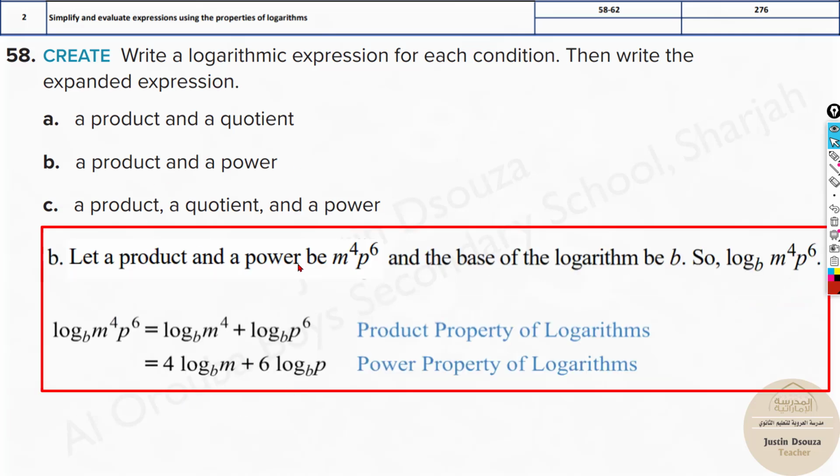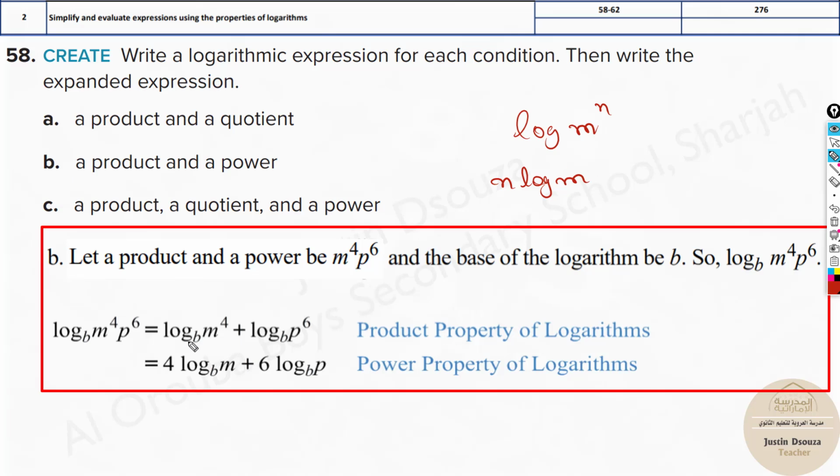Same thing with the other ones. Over here there are powers and products. You can see there are powers and products. So what happens is there's a power rule as well, which states that if you have any power, say log of m to the power n, this power can be multiplied. It will be n log m.